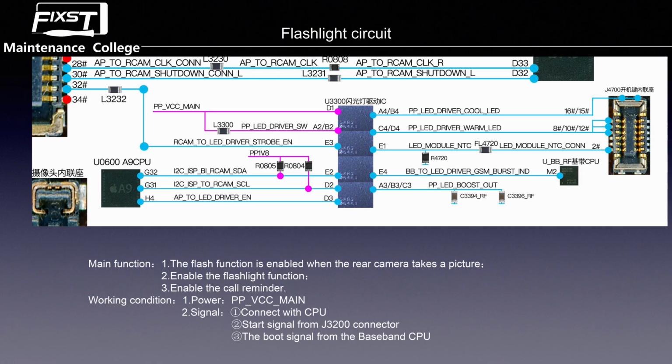Now we see this IC's E2 and D2, these two pins. These two pins are the I2C control bus from the CPU to this IC. And the D3 pin is the driver signal from the CPU. Also you can see that the E4 signal is the driver signal from the baseband. And continue going down, you can see the A3, B3, C3.